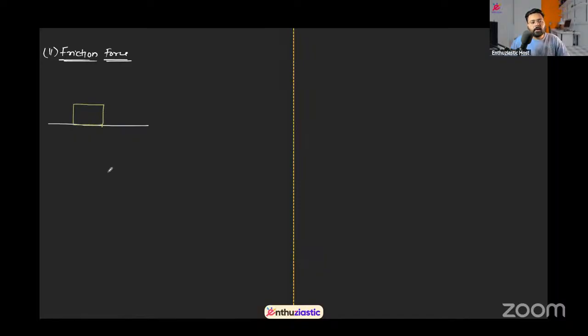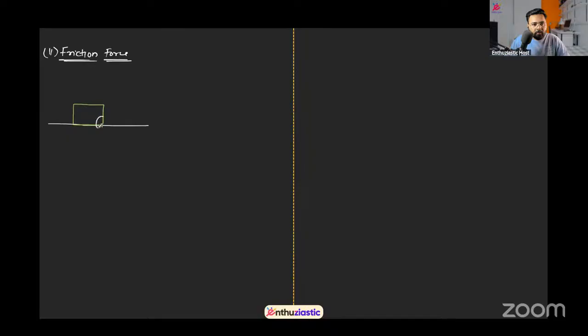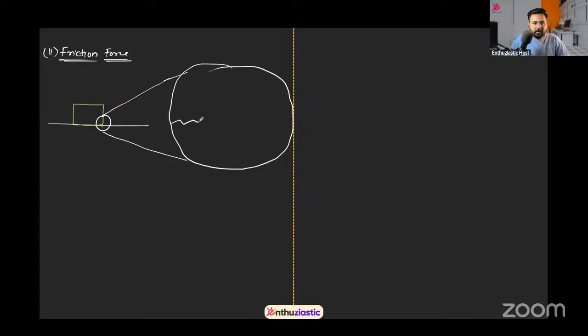Let's say we have a block and a surface like this. Now it may look like the surface is smooth, but in reality, if you just zoom in, what you're going to see is completely different. If you observe the same thing under a microscope, this is what you will see. This surface is made up of a zigzag pattern, up and down, in a cove-like structure. This is the surface, and on top of that surface, this object is placed.